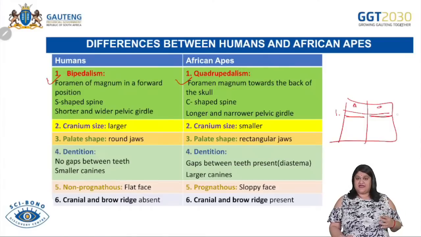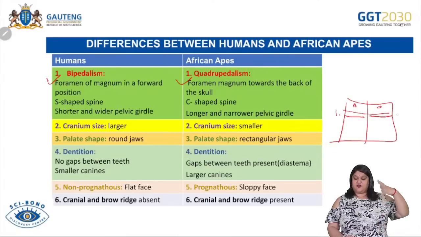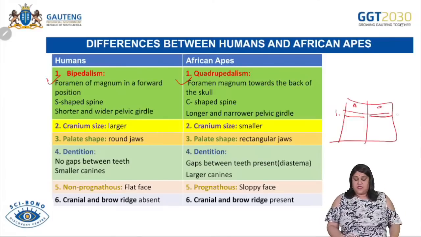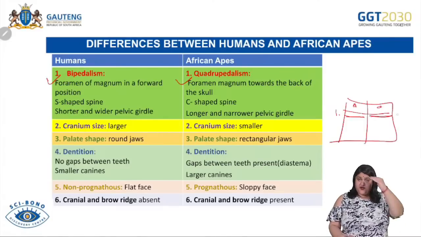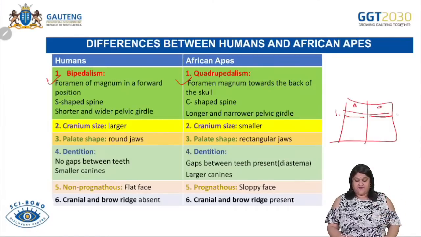We have a shorter, wider pelvic girdle. In the African apes, the foramen magnum is towards the back of the skull. It has a C-shaped spine which goes into the foramen magnum towards the back, and we have a longer, narrower pelvic girdle.